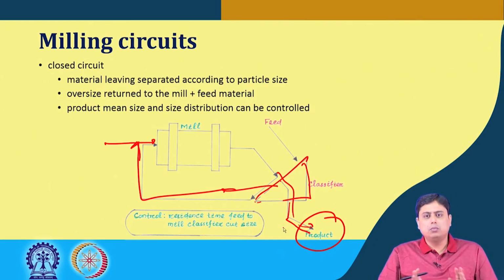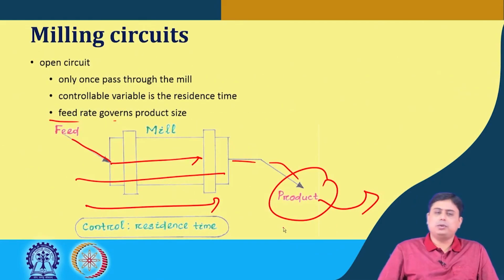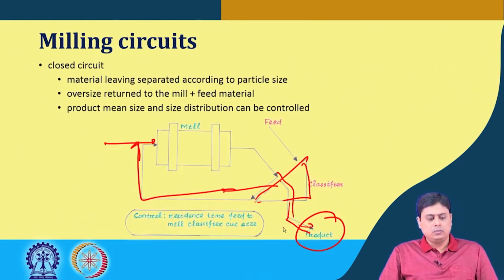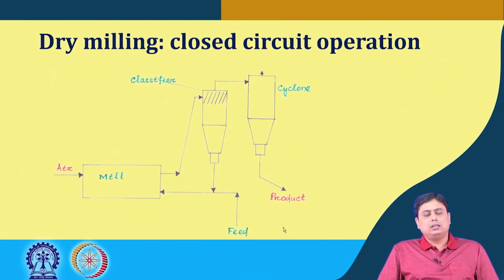Closed circuit operation is most popular in the industry because it is efficient. You control the mean product size as well as the size range, but in certain cases you cannot avoid using open circuit operations. So, the other operations that we mentioned can be dry or wet. Dry milling is in the absence of any water, and the most popular liquid phase in wet operation is water.